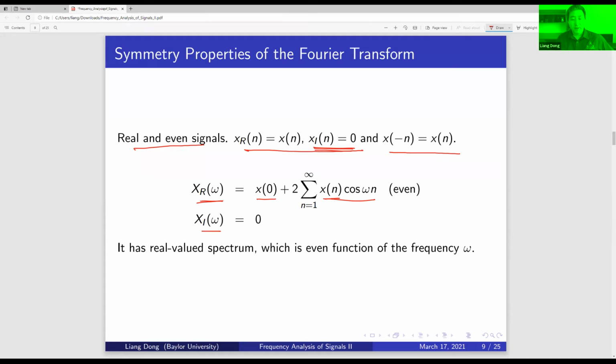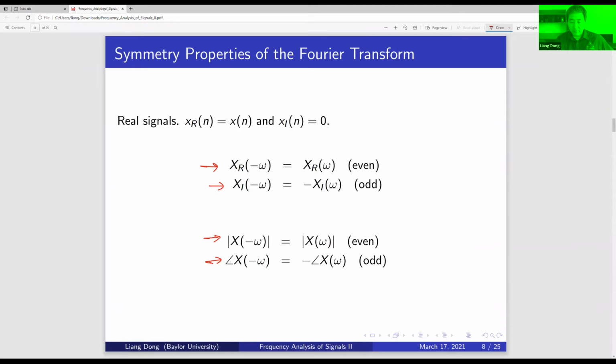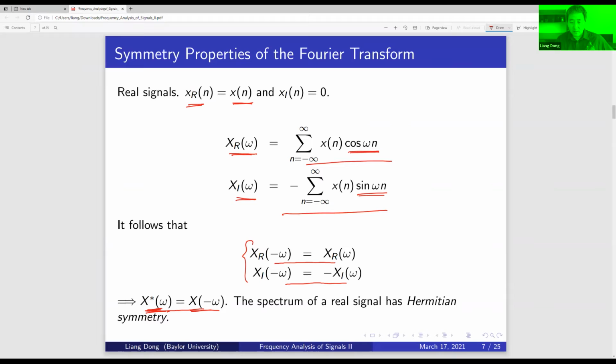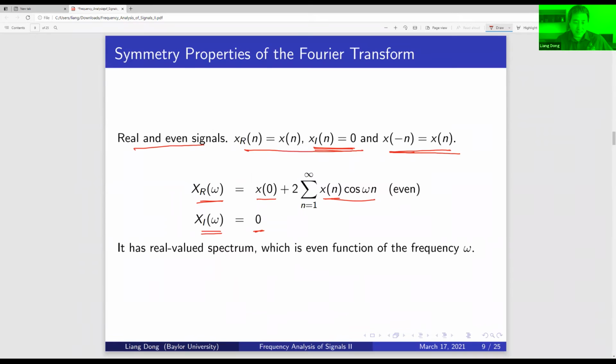X imaginary will be 0 because the sine function is an odd function, and all these x are even symmetry. So if we look back here very quickly, we got this part, right? Sine is an odd function. Now you give me x is an even function, then everything cancels out. So X_I is 0. So it has a real-valued spectrum, which is an even function of the frequency omega.